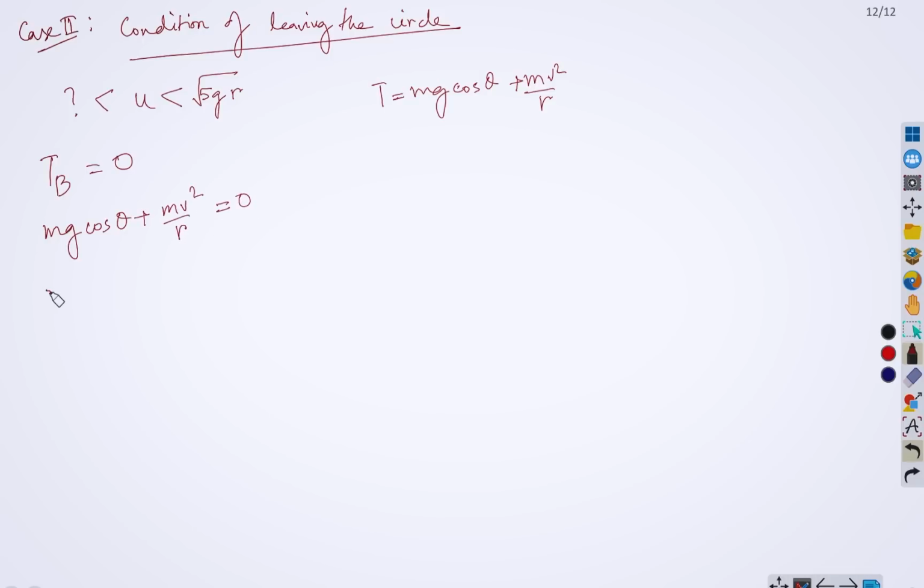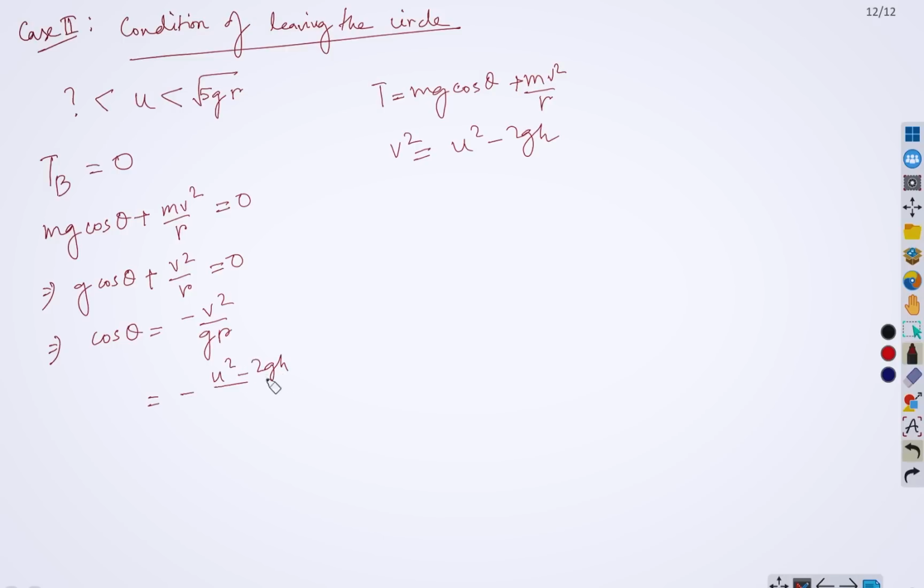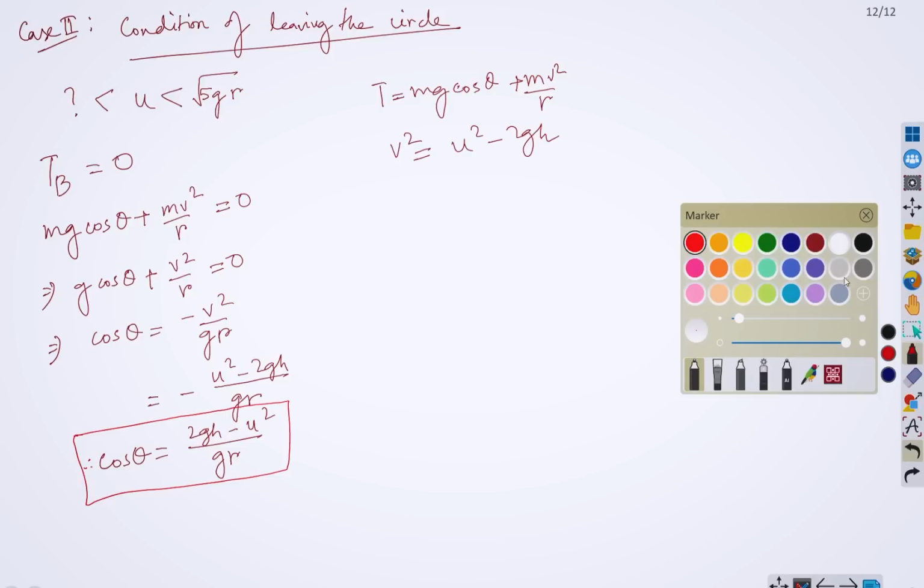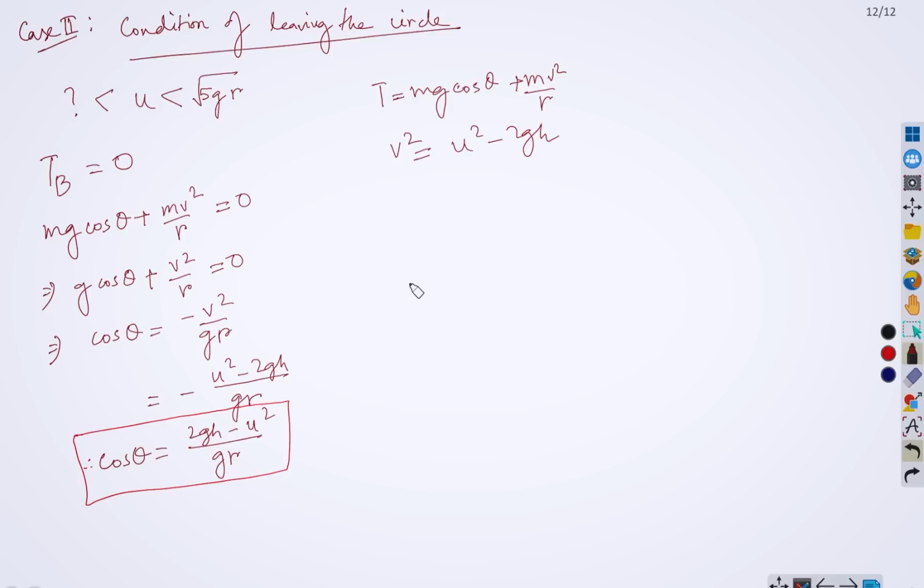This equals 0. This gives us, from here if we simplify, we obtain, and we also know this relation, right, from equation 2, that v square equals u square minus 2gh. So this gives us minus (u square minus 2gh) upon gr. This equals (2gh minus u square) by gr. So we obtain our cosine theta as this expression. Okay? Yes? So far so good. If there is any doubt in understanding this, let me know. Yes? But it is very simple, isn't it, sir?